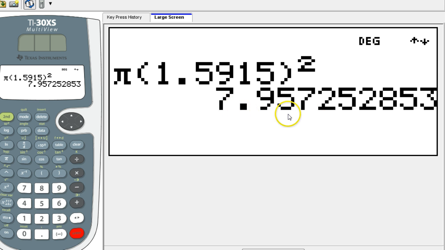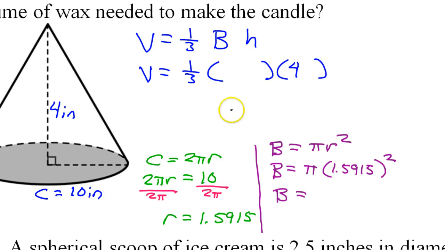Okay, so I get this. This is the area of the base. Again, this is not the end of the problem, so I need to carry 4 decimal places for now. So this is 7.9573. Okay, that's the area of the base. So did I leave enough room right here for the area of the base? 7.9573. So now finally I can go back and actually find the volume.